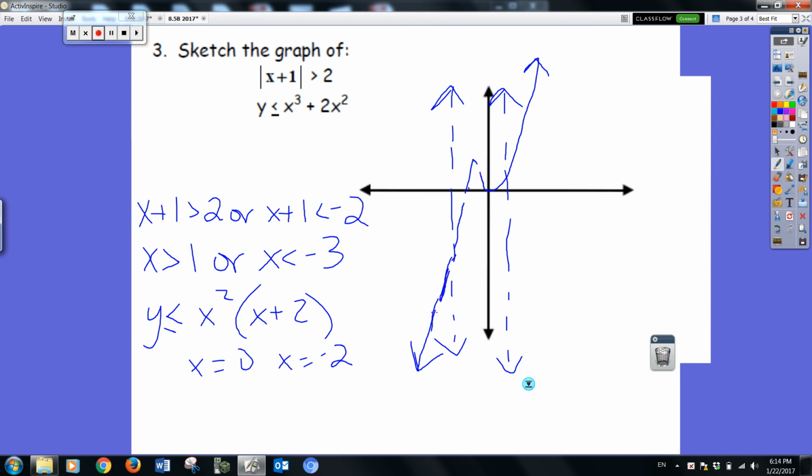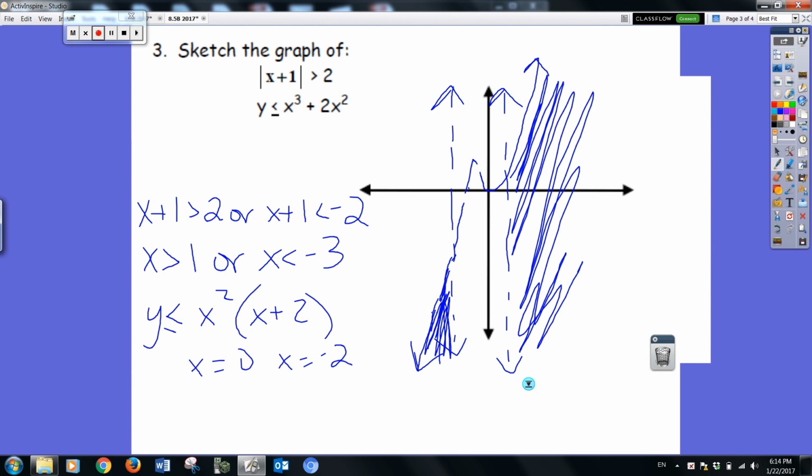And there's our graph. Now remember, we're on the outside of each of the vertical lines. y is less than or equal to, so we're below the cubic equation. So below is going to be this section right down here, and all of this over here. Any of those coordinate points in those shaded areas would make both of those inequalities true.